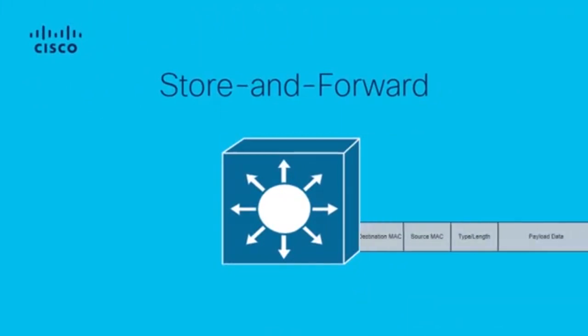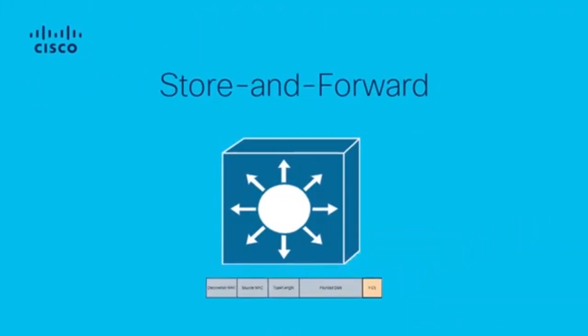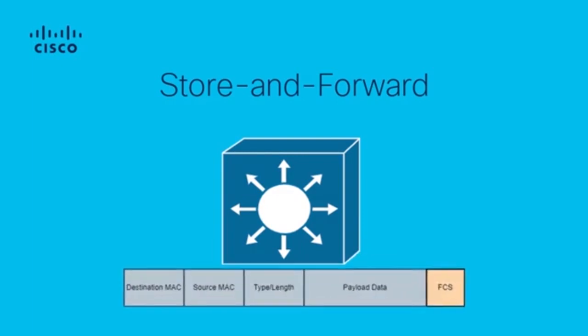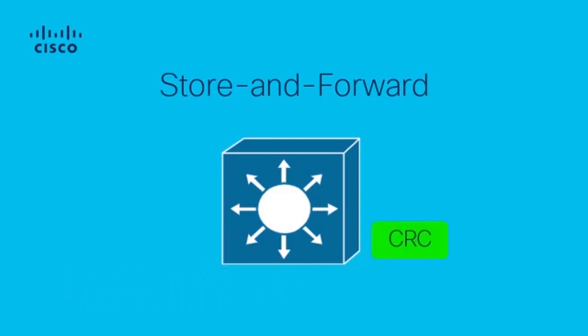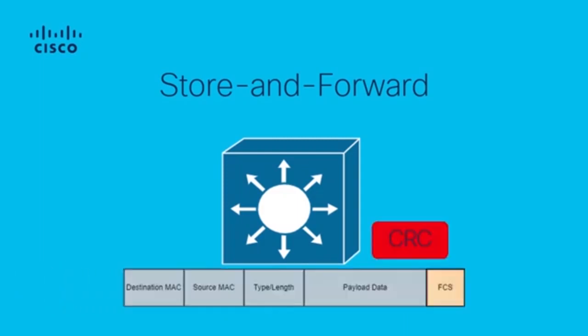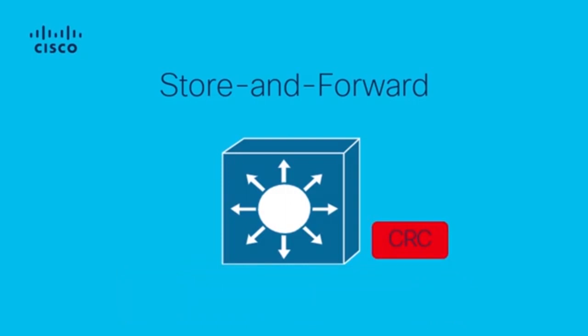In this mode, when a frame arrives, it is buffered until the entire frame has been read. This buffering gives the switch the opportunity to review the frame and perform the CRC check before the frame begins to forward. If the CRC check passes, the frame is forwarded. If the CRC check fails, the frame is dropped and the CRC counter on the ingress interface is incremented by 1. Because store and forward has to buffer every frame, this mode is slower.